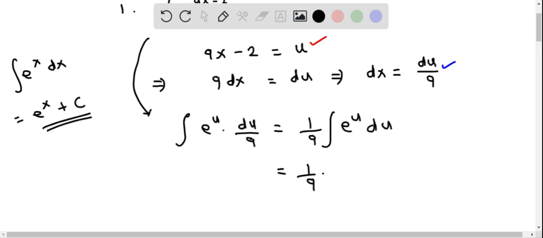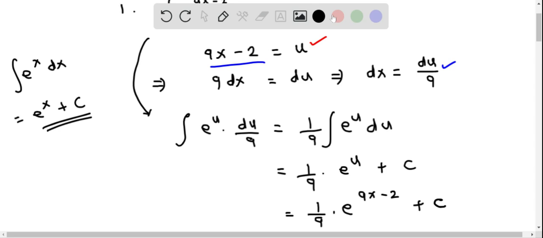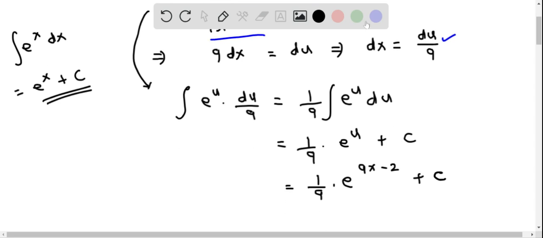I'm going to put 1 by 9 times the integration of e power u, which is e power u plus the integration constant c. So now we do the back substitution for u. That is, u can be replaced as 9x minus 2. So therefore this becomes 1 by 9 times e raised to the power of 9x minus 2 plus c. So this is the result of the given integration.